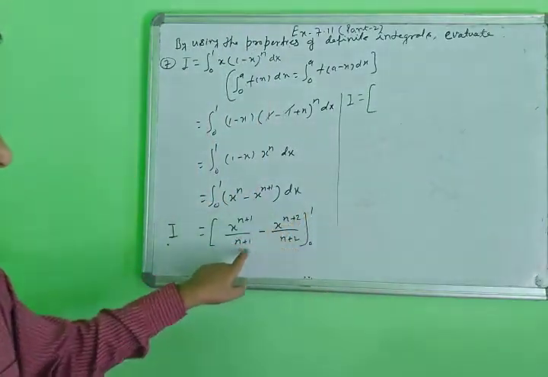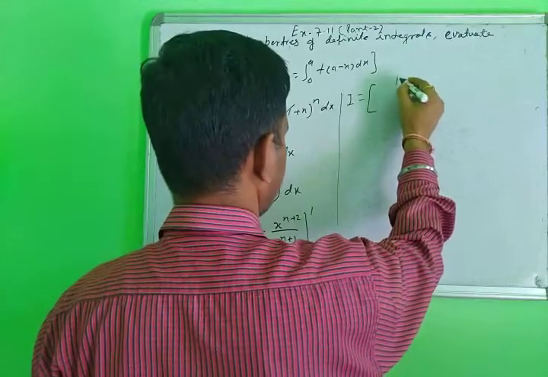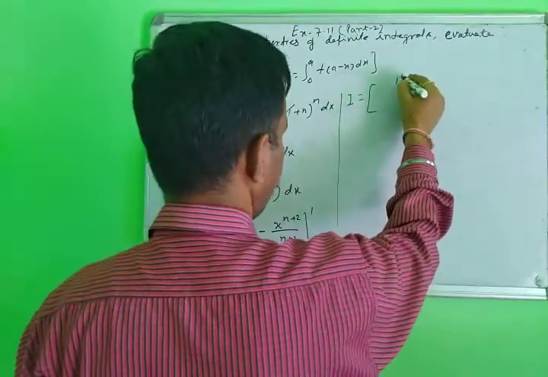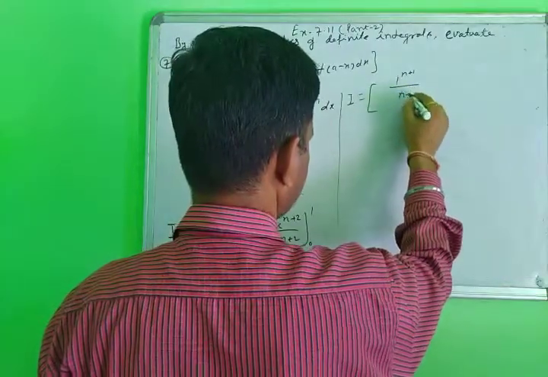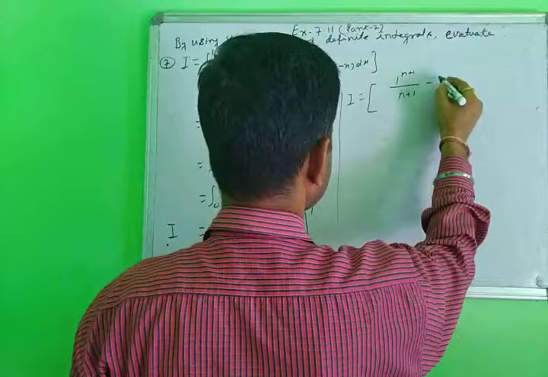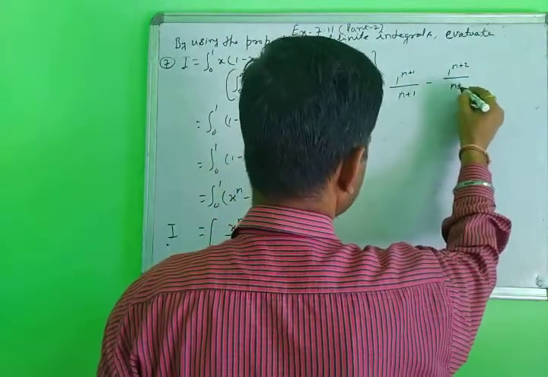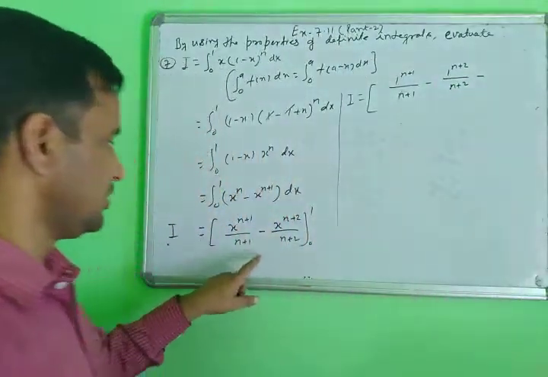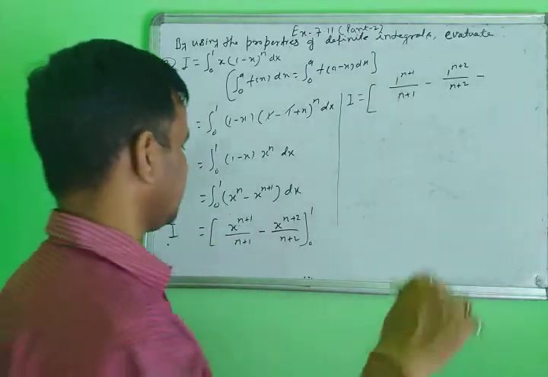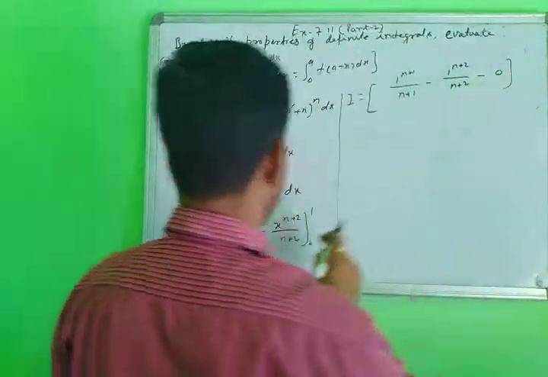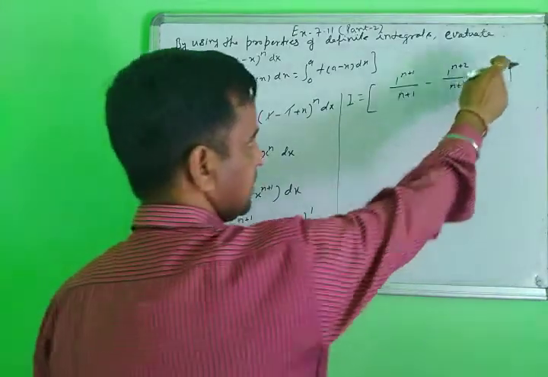First using the upper limit in both: 1 to the power n plus 1 upon n plus 1, minus 1 to the power n plus 2 upon n plus 2. This is the upper limit. Then using the lower limit, the result will always be 0, because 0 to any power gives 0.